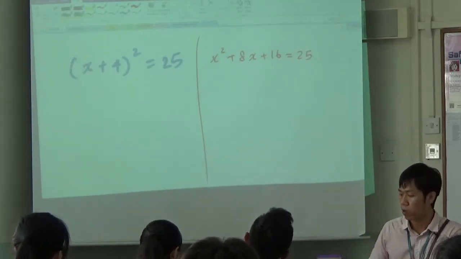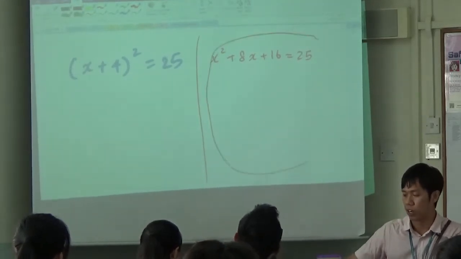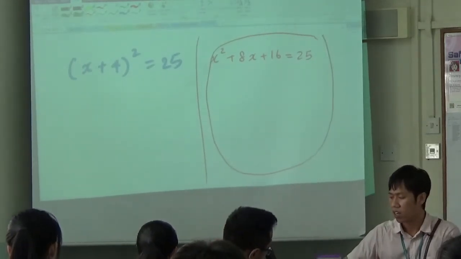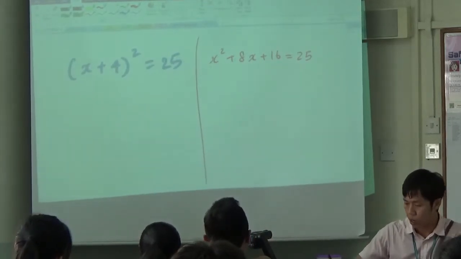Square root both sides. Okay, anything wrong with this working? No. Nothing wrong with it. You'll still be able to get an answer. But let's just square root both sides and see what we get.